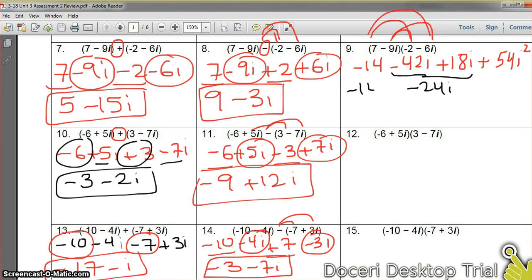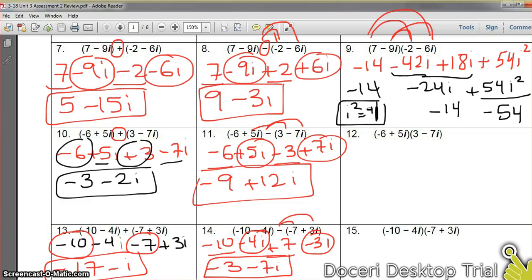You copy the rest. Keep in mind that an i squared means negative 1. It means that the 54i squared is basically negative 54. And negative 14, those two together will become, so negative 14 and negative 54 will become negative 68, so you write it down.